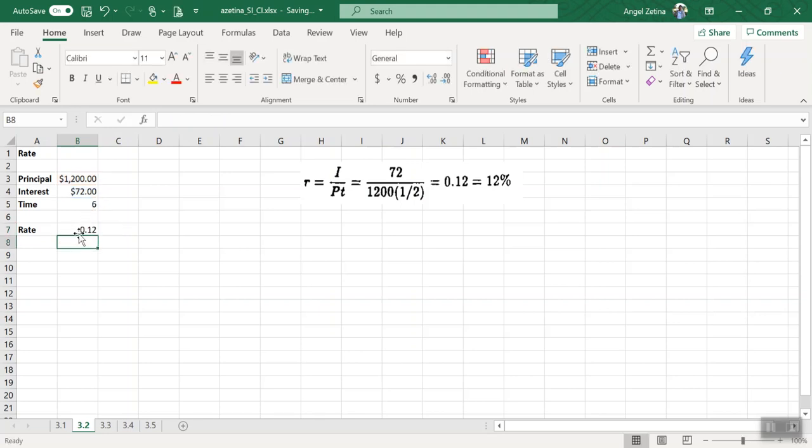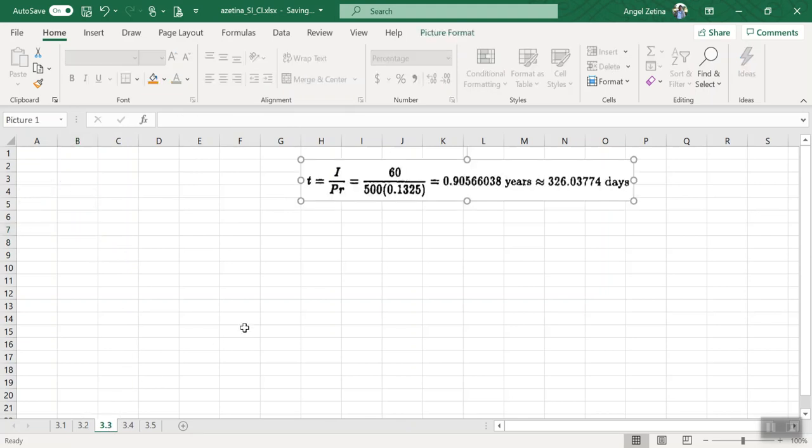That will give us 0.12, but remember that interest rate is given as a percentage, so we change this to a percentage. That gives us 12%. Okay, let's move on to the next exercise. In the next exercise, we're looking for time.